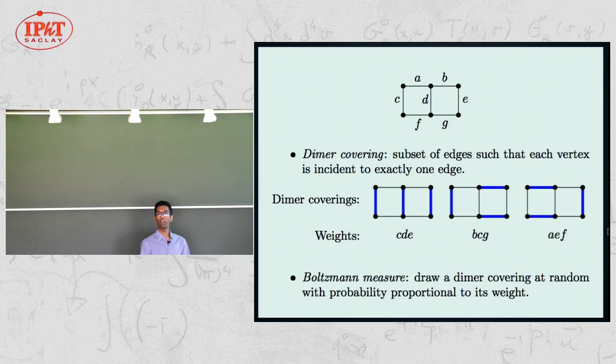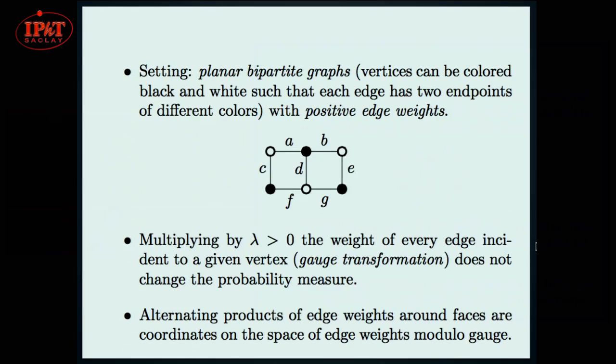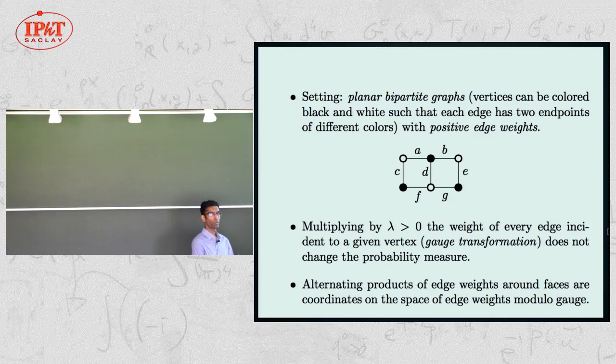These questions are in general very hard to answer, but physicists in the 1960s noticed that if your graph is planar, then these questions have a simple solution. So I'm going to restrict myself from now on to planar graphs, and moreover, to make things a bit simpler, I will require my graphs to be bipartite, meaning that I can color the vertices in black and white in such a way that white vertices only have black neighbors and black vertices only have white neighbors. Another way to say that the graph is bipartite is to say that every cycle must have an even length. So my setting is planar bipartite graphs with positive edge weights.